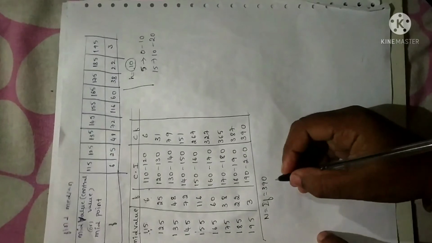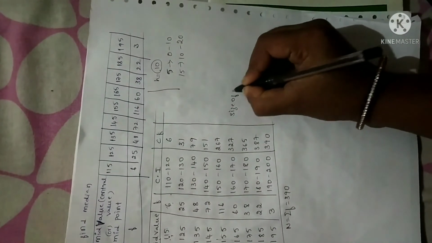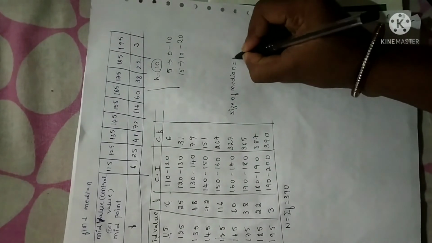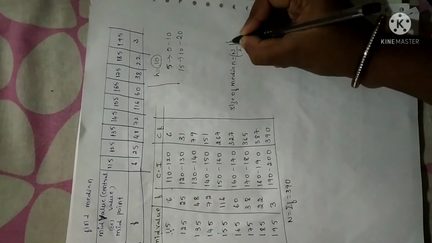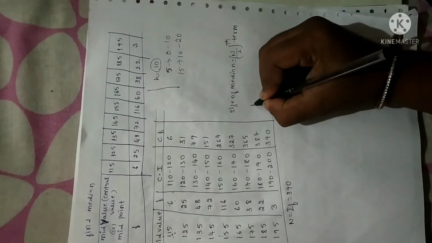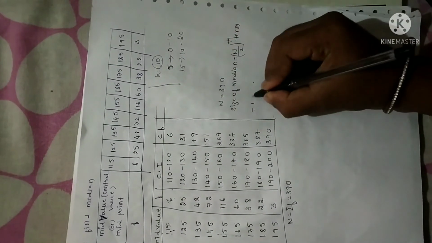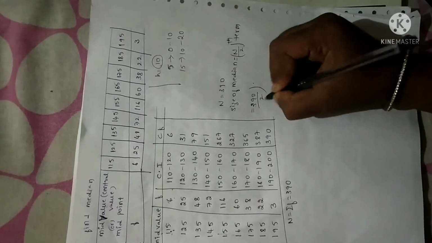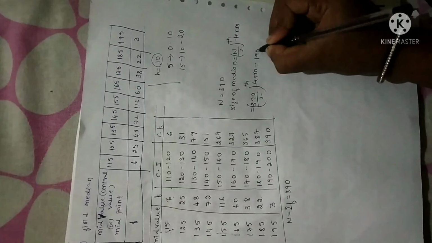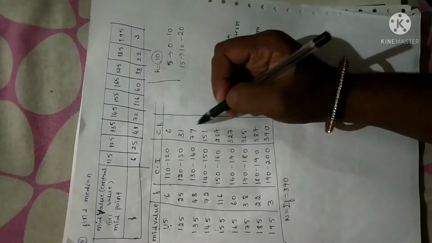Now let me calculate the size of the median. I'll write here, size of median. So what is the formula? It is capital N by 2th term. Right? So capital N is 390 here. I'll write here N is equal to 390. So you will get 390 divided by 2. When you divide, you will get 195th term.